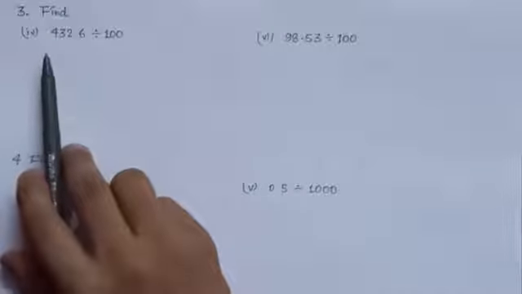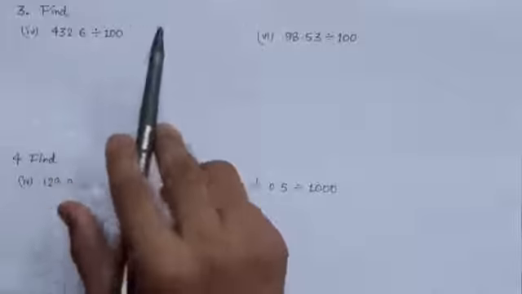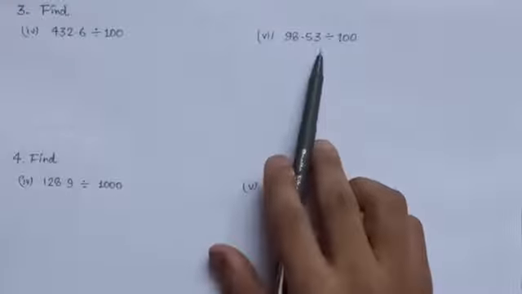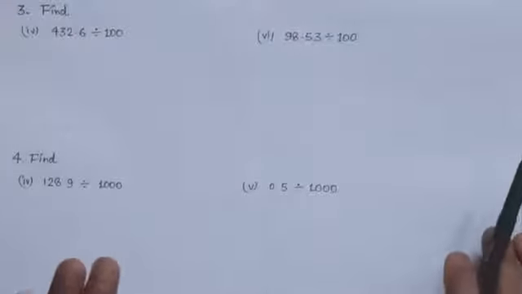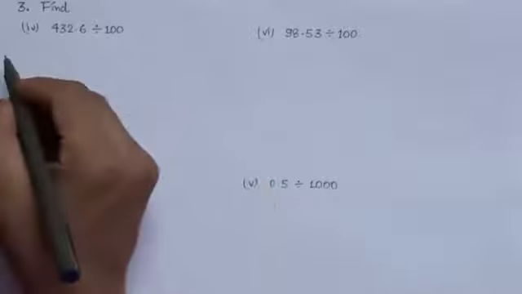In the next question, we are given to divide 432.6 by 100 and 98.53 by 100. Students, you can see that we have to divide a given decimal by 100. Whenever we have to divide a given decimal by 100, we shift the decimal point of the given decimal towards the left by 2 places. So let us solve.